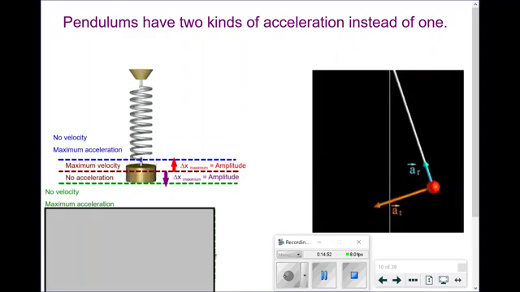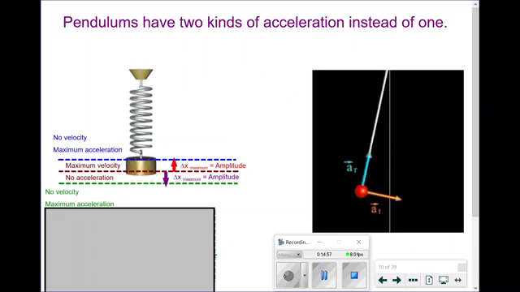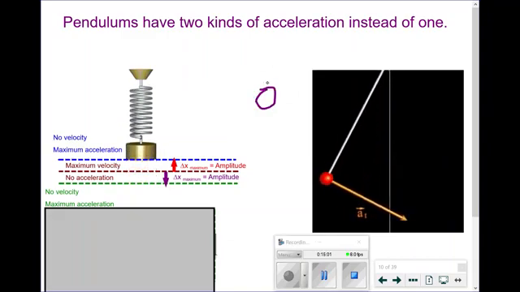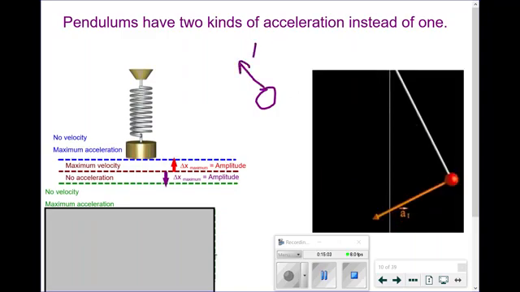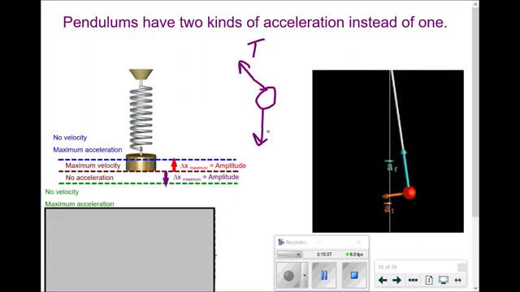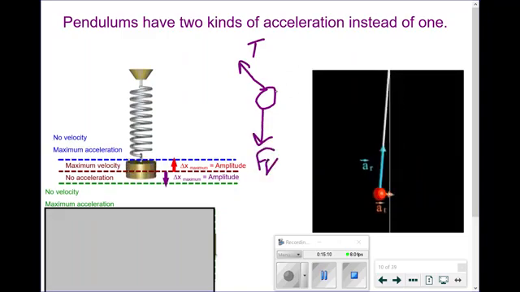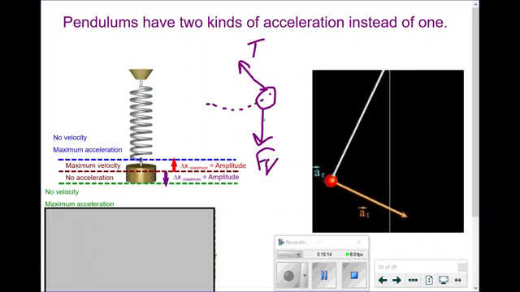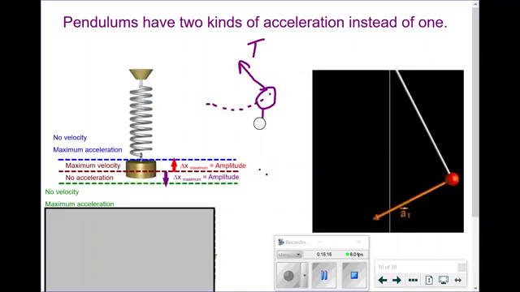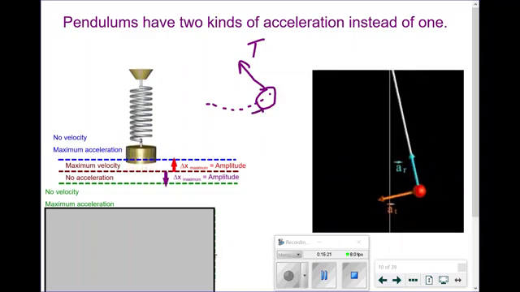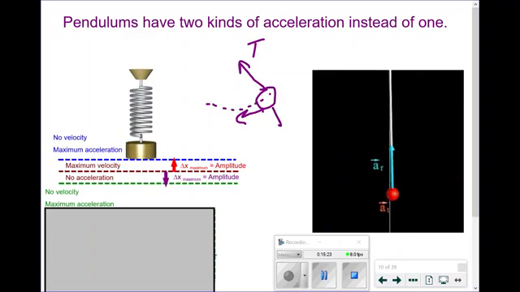A pendulum, however, actually experiences two kinds of accelerations. Again, if we take a look at the free body diagram, we have our bob, we have a tension force, and we have a force of gravity. That force of gravity, however, is not perpendicular or parallel to the motion. That force of gravity gets broken up into two components. And so I can actually have two kinds of accelerations.